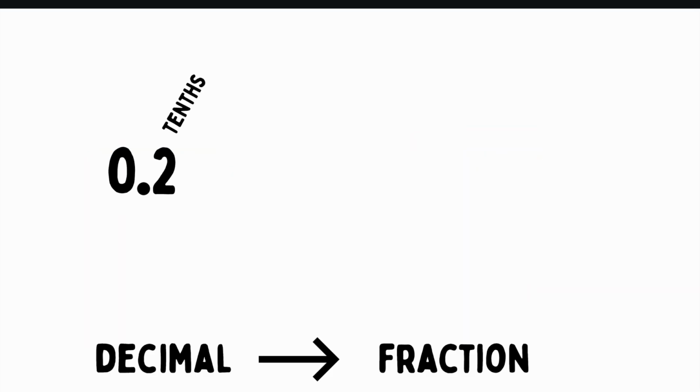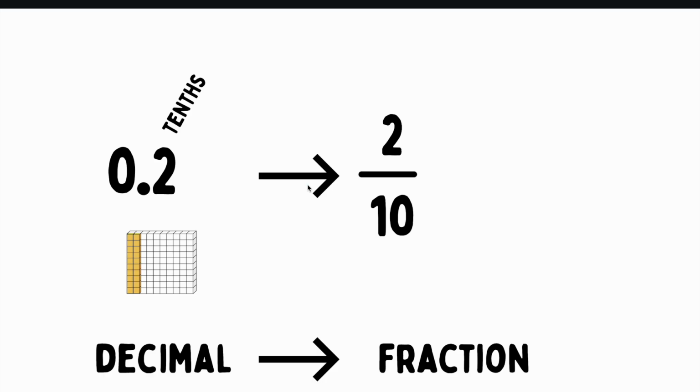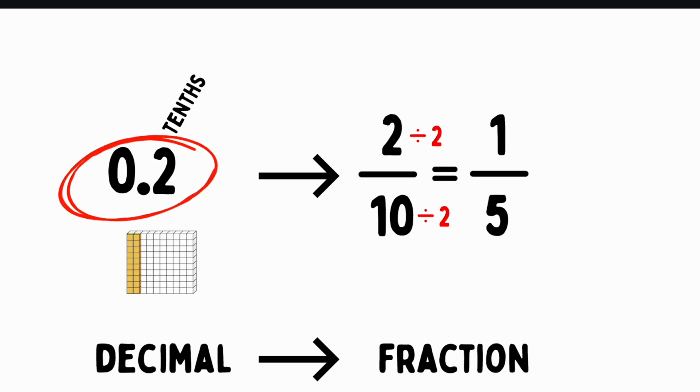0.2. We have 2 tenths. Let's create a model. 1/10, 2 tenths. This time we're only working out of tenths, so we need 2 over 10. Let's divide the numerator and the denominator by 2. 2 divided by 2 is 1. 10 divided by 2 is 5. 0.2, or 2 tenths, is the same as 1/5.